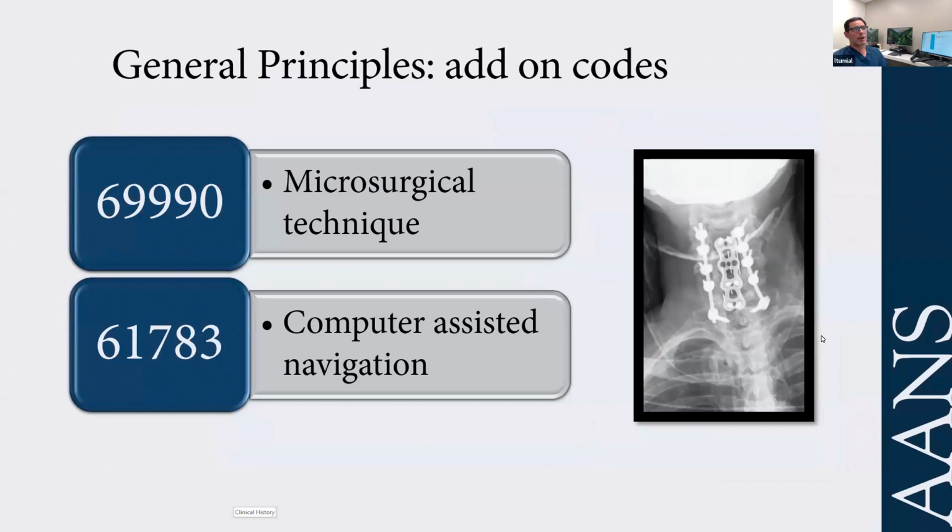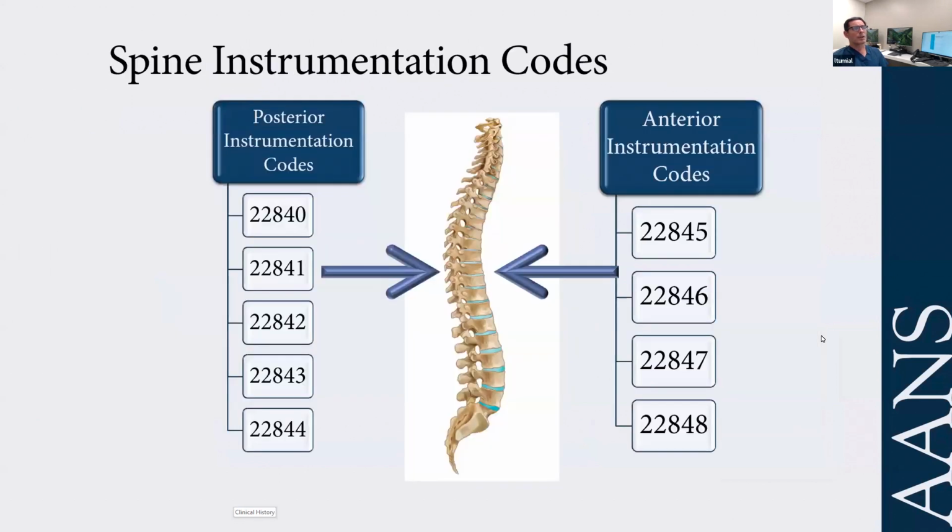And then we always have our add-on codes, the 69990, which is bundled a lot of the time, and then computer-assisted navigation, the 61783 for anyone using navigation, and that seldom, unfortunately, gets paid. So instrumentation codes, 22840 and 22842 are by far the most common codes that we are using.